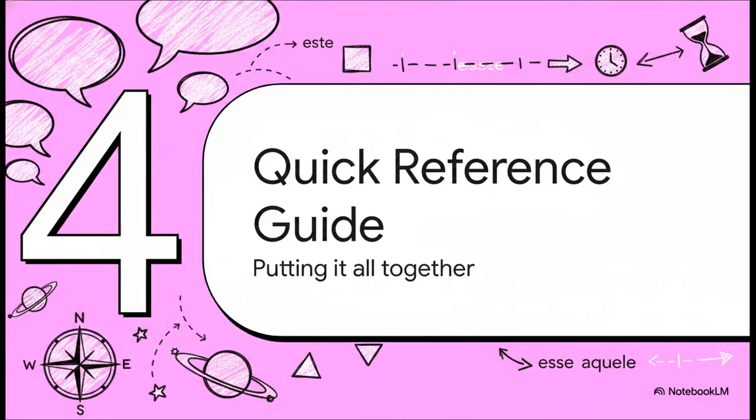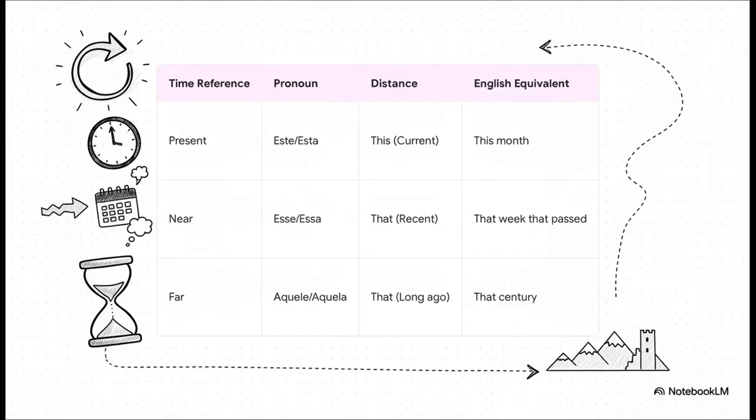All right, we've covered a lot of ground here, from physical space to abstract ideas and all the way through time. So let's pull it all together into a quick reference guide to really make it stick. This table just lays out the time rules so clearly. Este for the present, what's happening now. Esse for the recent past or a time you just brought into the conversation. And aquele for the distant past, for way back when. It's just a clean, logical system, and it's all based on distance from right now.